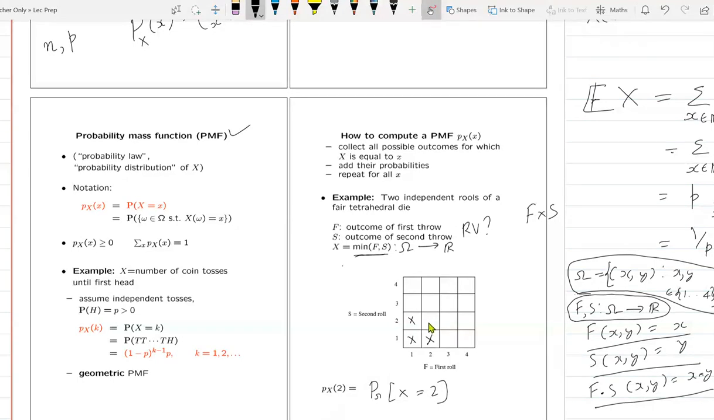Can this be part of the event? Yes, sir. Okay, this is part of the event. What about this? Cut out the last row and first column. No, sir. Okay, so this is also not possible.